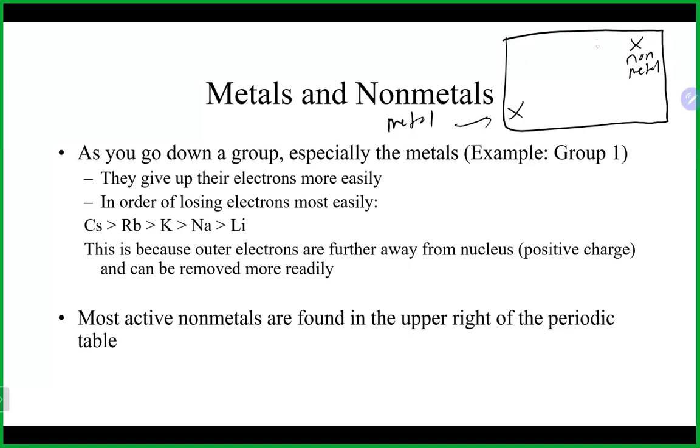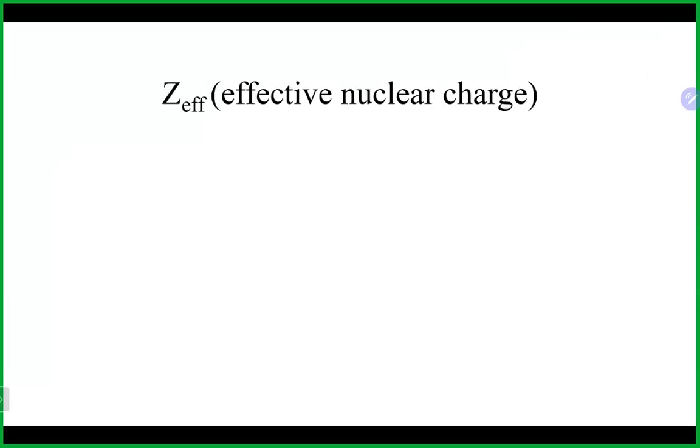Remember, nonmetals are up here to the upper right of the periodic table, right? So upper right, your most reactive nonmetal. Lower left, your most reactive metal. So let's talk about some of these trends. The first trend is what's known as effective nuclear charge. It is sometimes abbreviated as Z effective.